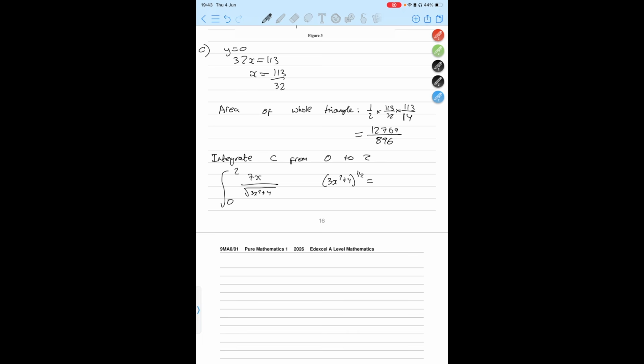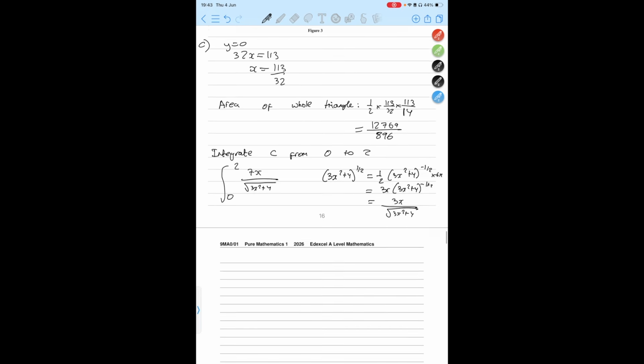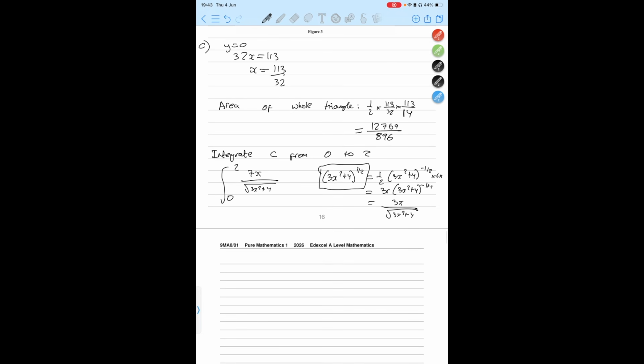we're going to get a half times 3x squared plus 4 to the minus a half, times 6x. So we're going to get 3x squared plus 4 to the minus a half, right? So we're going to get 3x over root 3x squared plus 4. But we clearly want 7x. So what we can do to fix this is multiply this original function by 7 over 3.